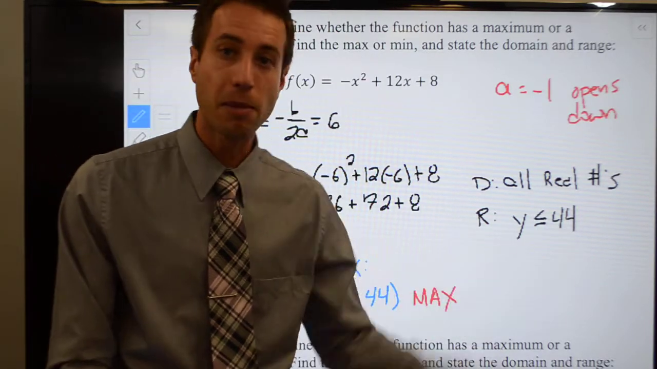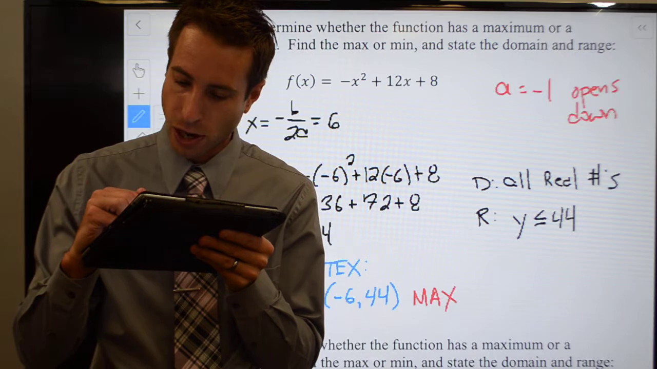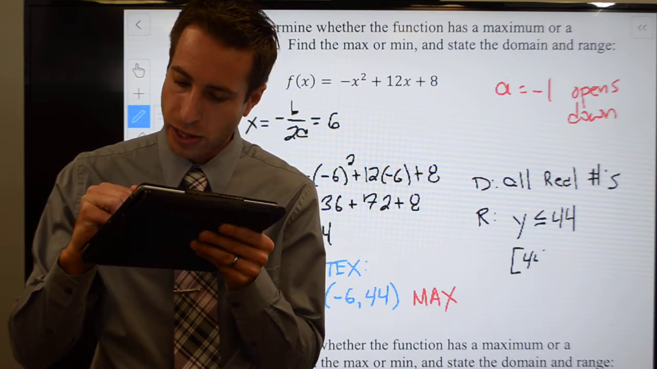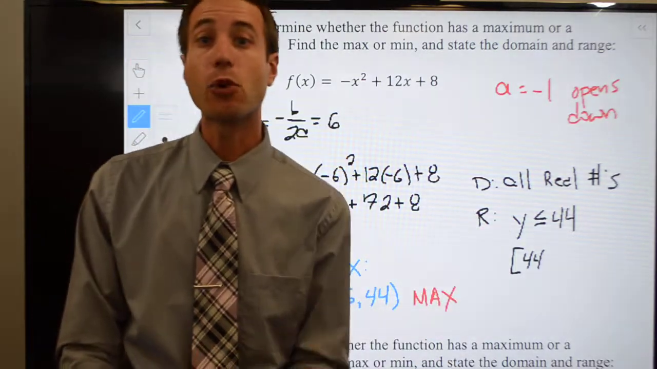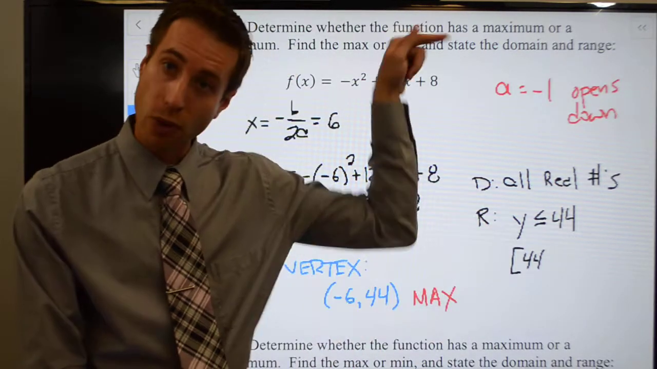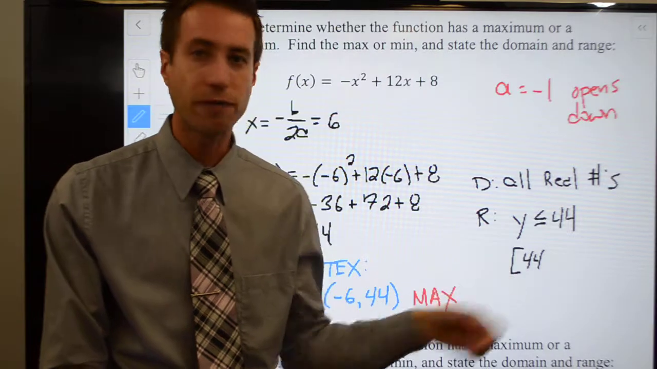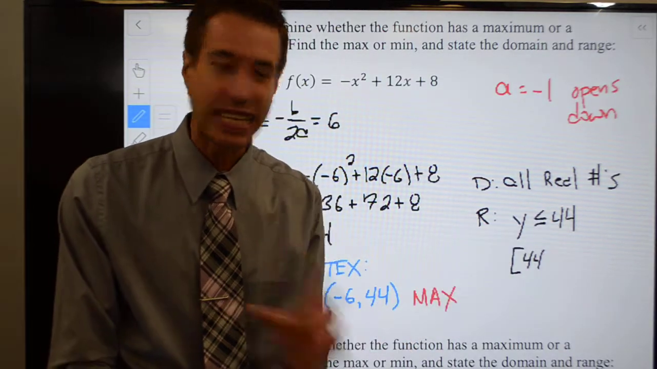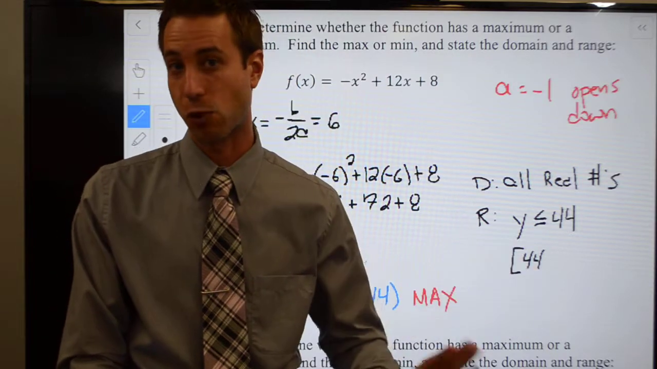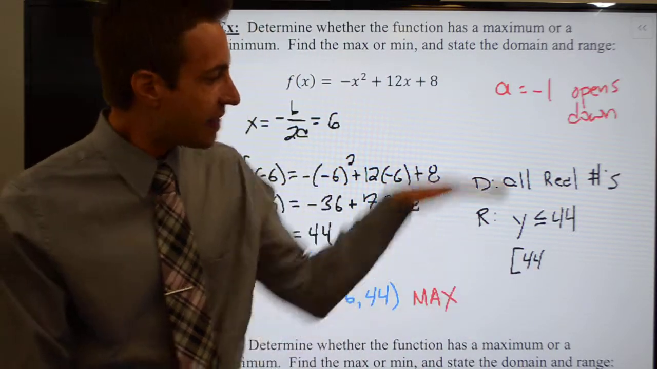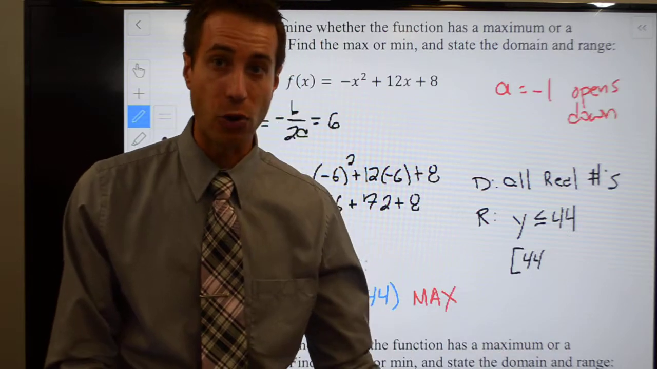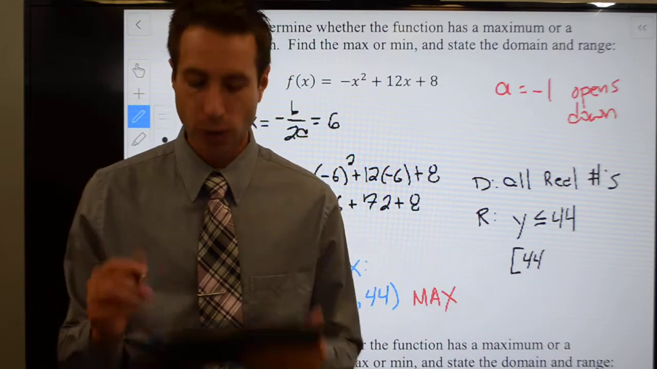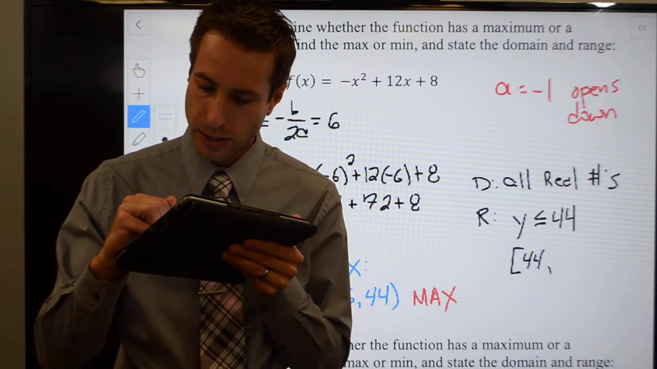Well, since my maximum value is a 44, I would start with 44. And I would use a bracket because 44 is included, right? 44 represents my vertex. So 44 is an included point, right? Same with this less than or equal, right? The equal means that 44, the bracket means 44 is included. And then it would be everything below 44 as far as you can possibly go in the negative direction, which we call negative infinity.